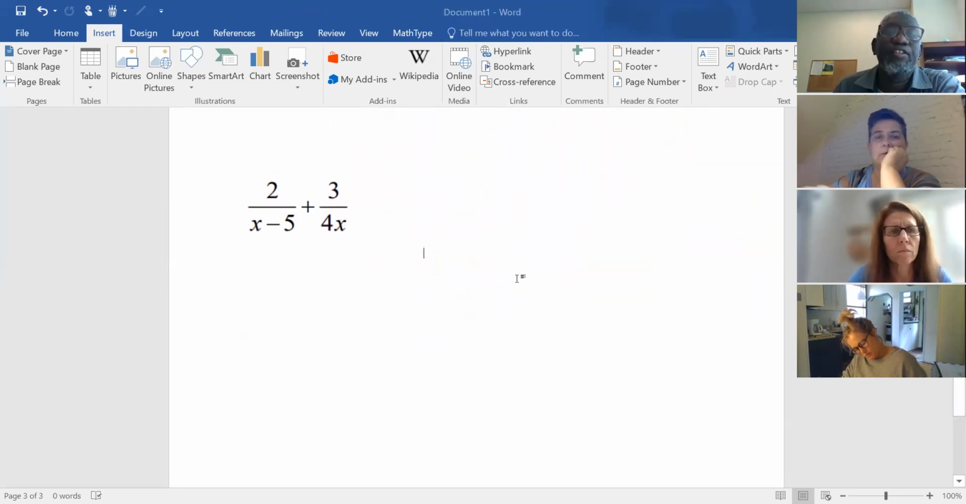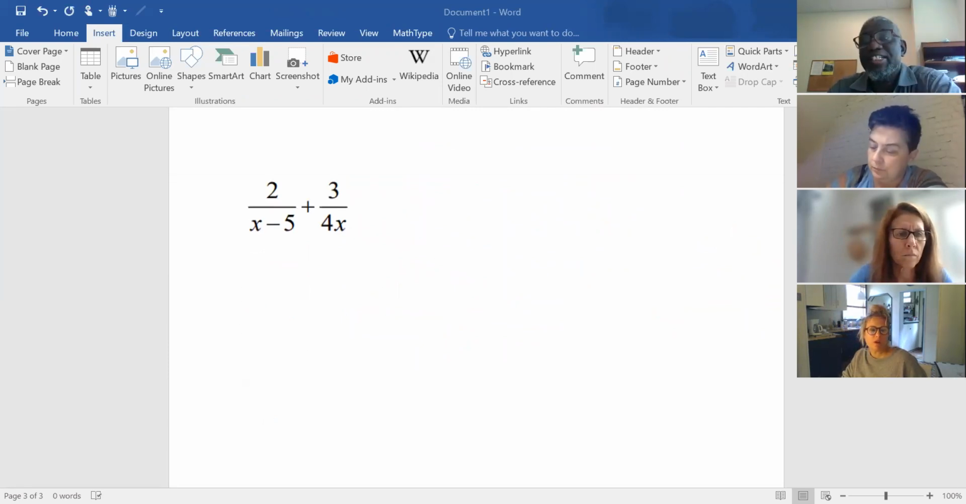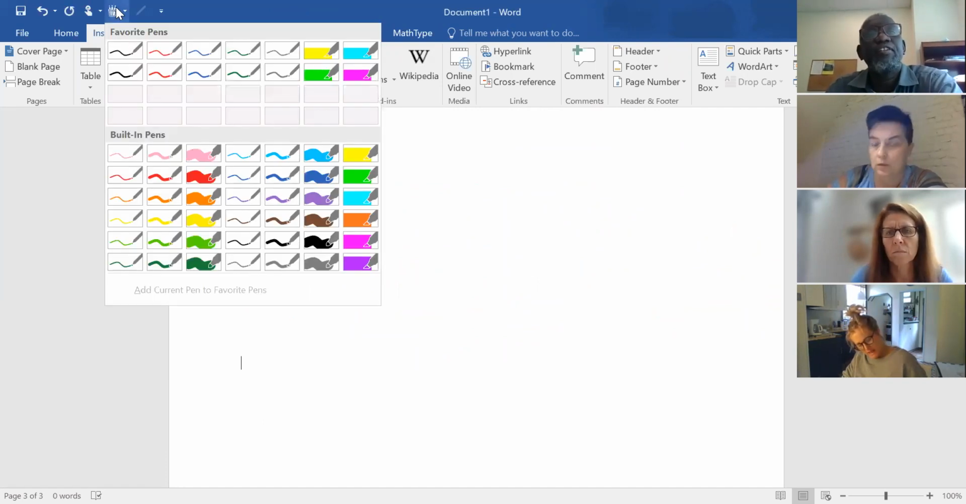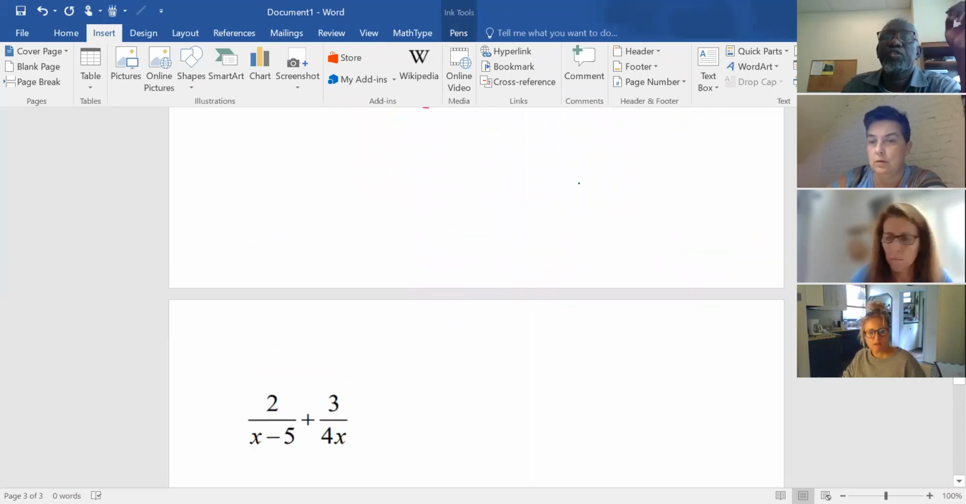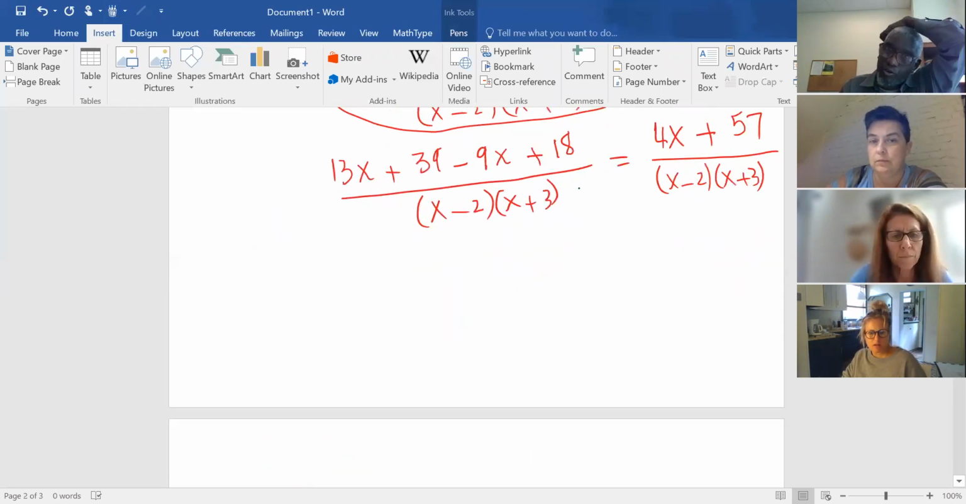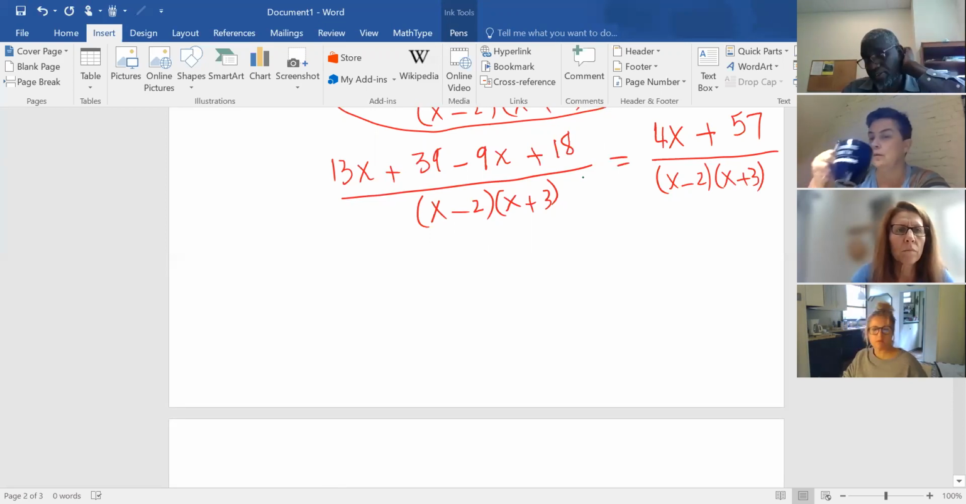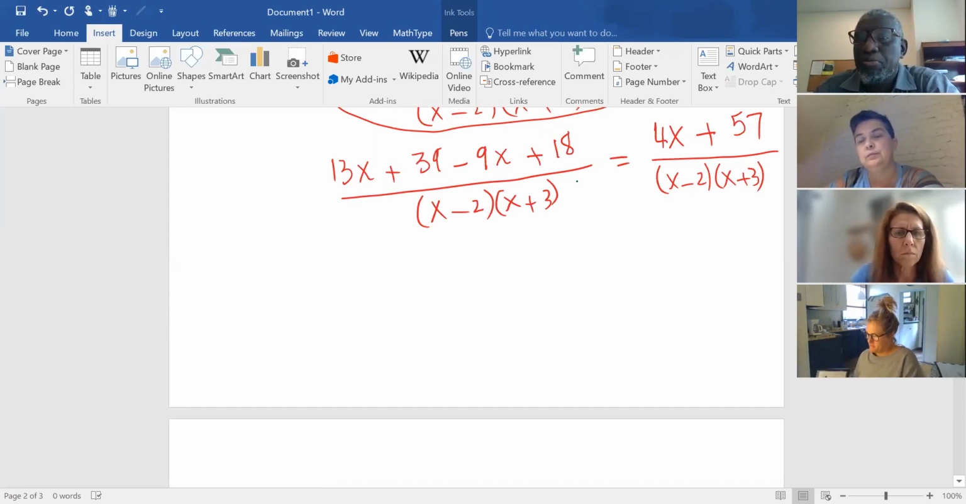All right, this one right here. Same thing, I'm going to let you find the LCD, okay? That was the end of that last one: 4x plus 57 over x minus 2x plus 3, that is the end of it. Oh, it looked like I could do more. But unfortunately, look at the numerator. There is nothing to factor out of the numerator, right? So we just stop right here.